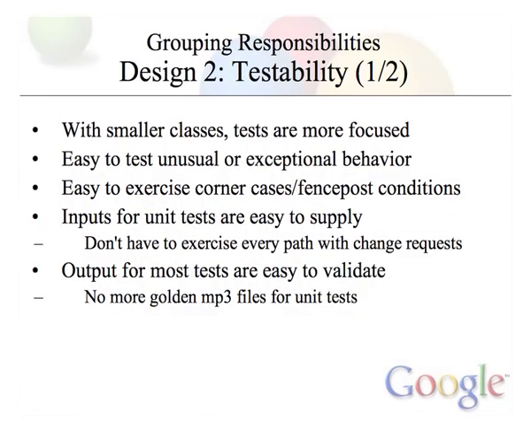Our testability has also improved now with our smaller classes. The test can be more focused on each individual class. It's much easier to test unusual or exceptional behavior. We can drive our small classes through the various paths, and we don't have to go the big end-to-end route. The input for each unit test is really easy to supply. We don't have to start with a change request, and then have our output be an MP3 file that we have to check against a golden file. We'll have smaller, targeted, focused tests.